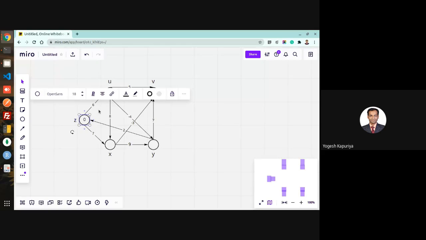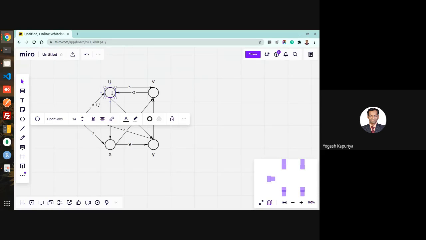So initially, the algorithm goes like this. It starts with infinity, infinity, infinity.